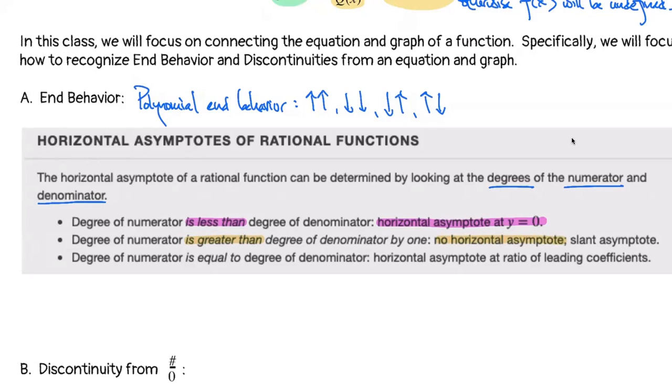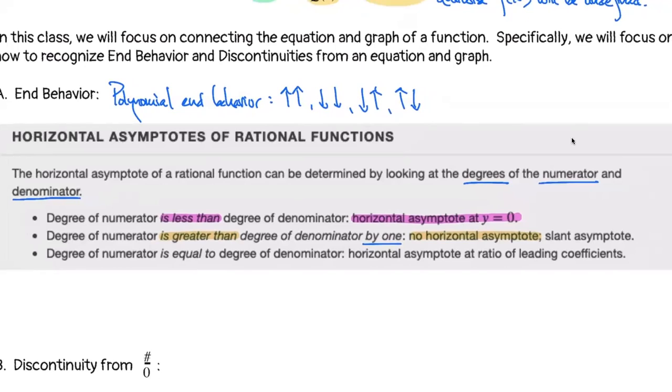Your textbook is a little bit specific in saying that the degree of the numerator is greater than the degree of the denominator by 1. And all I want us to know about that piece is if that degree is greater by 1, then we have something called a slant asymptote. But in general, if the degree of the numerator is greater than the degree of the denominator, there's just going to be what we say no horizontal asymptote. Okay.